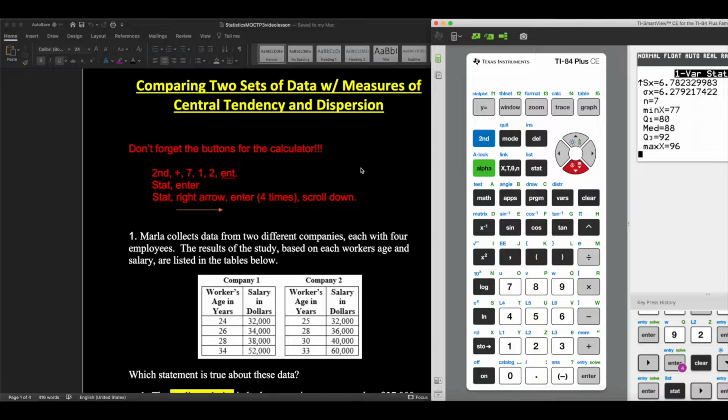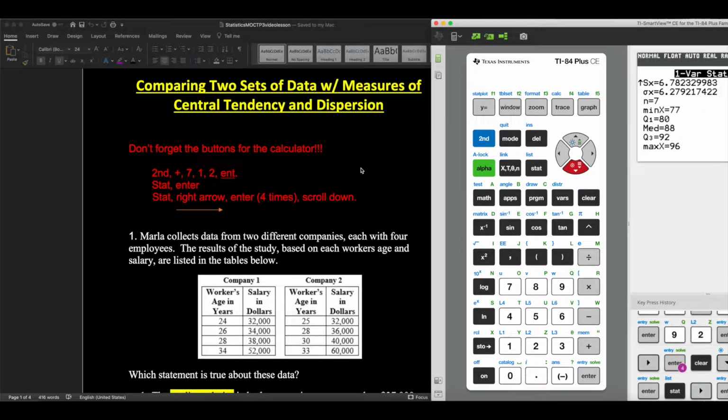This is going to be the last measure of central tendency and dispersion lesson, I promise. What I'm going to be doing is comparing two sets of data with measures of central tendency. All Regents questions, and what I like to do when I wrap this lesson up is throw Regents questions out and show you step by step how the Regents and other standardized tests will make you compare measures of central tendency from two different sets of data.